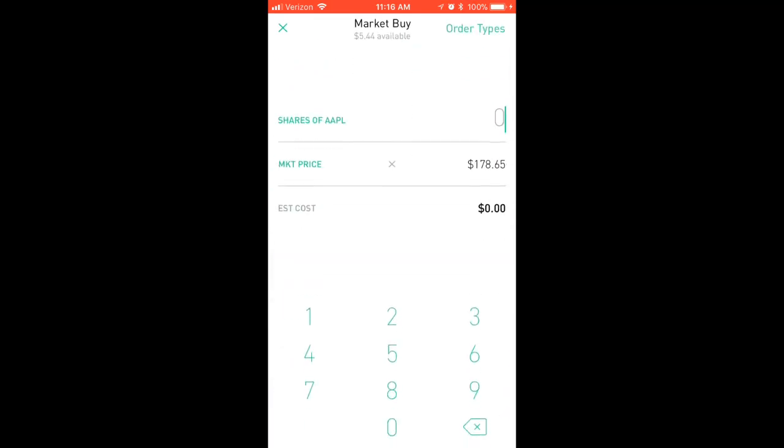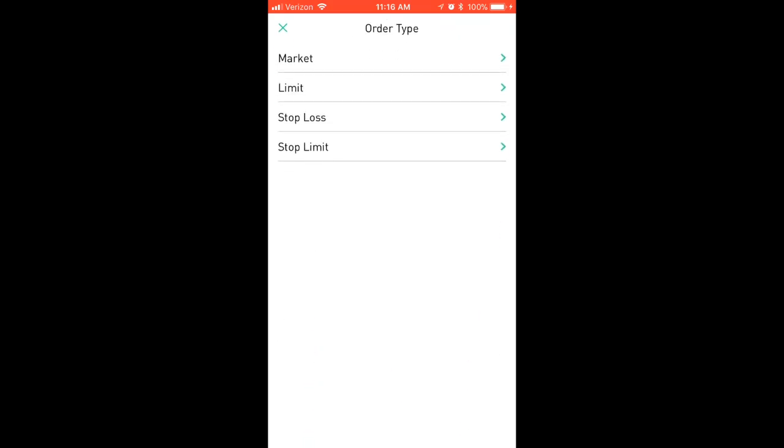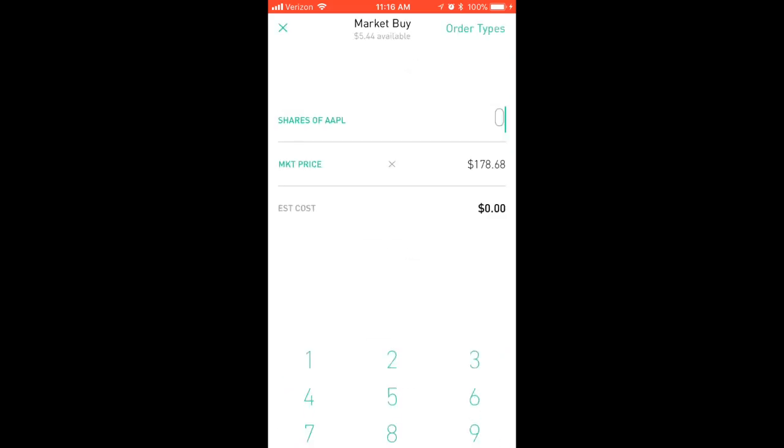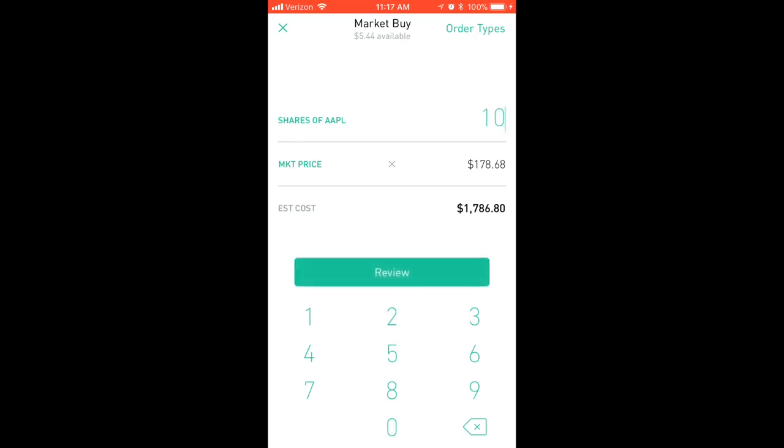And when you hit buy, you can go up to order types and you'll see market, limit, stop loss, and stop limit. So these are the four things I want to cover today, as well as my day trade. So if you're trying to get executed immediately, it'll automatically put you at a market buy. And what this means is, let's say I want to buy 10 shares of Apple.